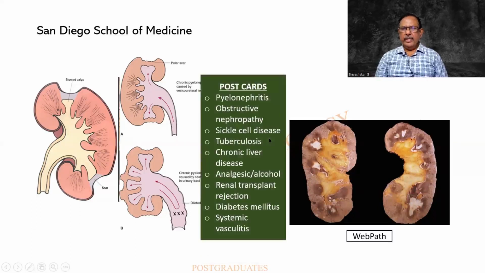A lot of conditions are there, postcards. But first and foremost, let us remember necrotizing papillitis for diabetes mellitus. And POSTCARD means there's a mnemonic I would like you people to kindly memorize. Pyelonephritis, obstructive disease, sickle cell disease, tuberculosis, liver disease, analgesics or alcohol, transplant rejection, as well as systemic vasculitis. So this is a beautiful mnemonic, kindly memorize. So this is actually a variant of pyelonephritis.